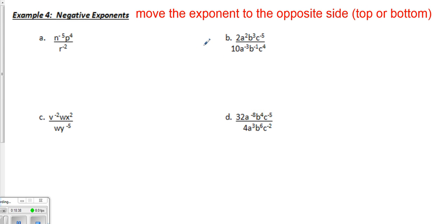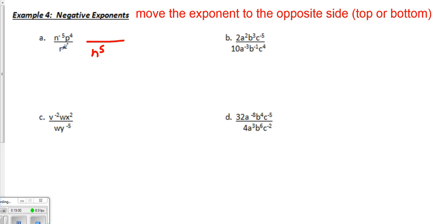And last set of examples. We have negative exponents to look at. Now, whenever you have negative exponents, you just move the exponent to the opposite side, to the top or to the bottom. So like in example A, we have n to the negative 5th power. We're going to say right away, let's move that down here. N to the positive 5th power. Instead of on top, it's now on bottom.